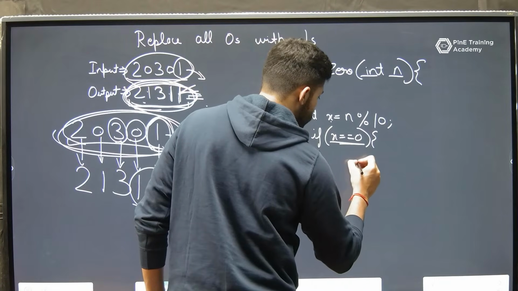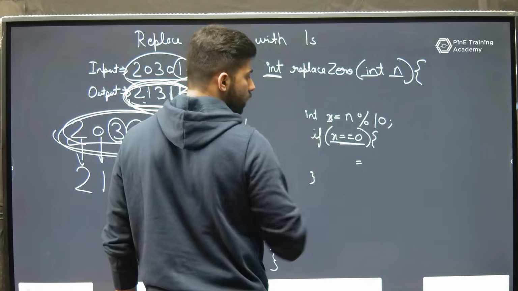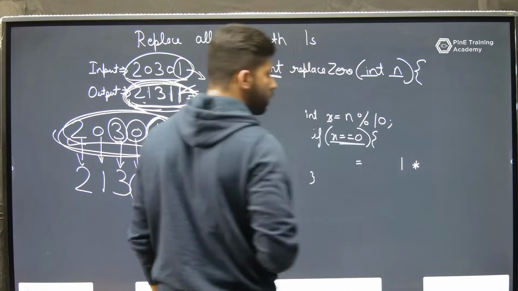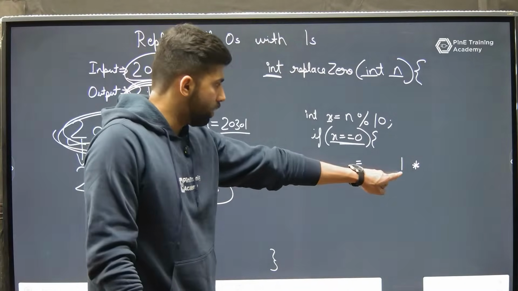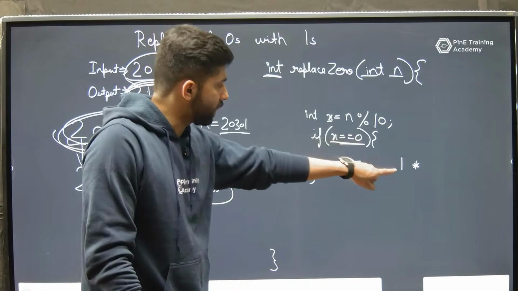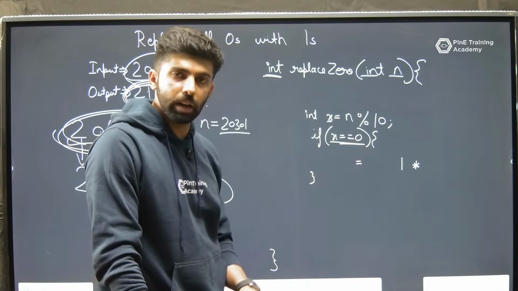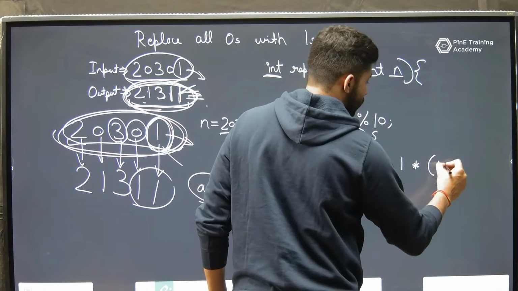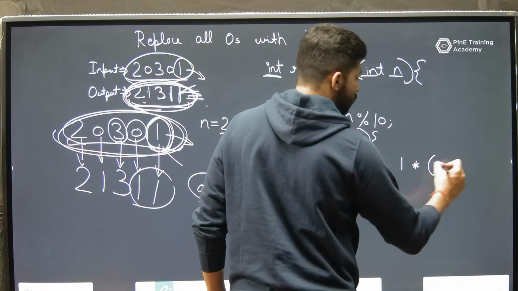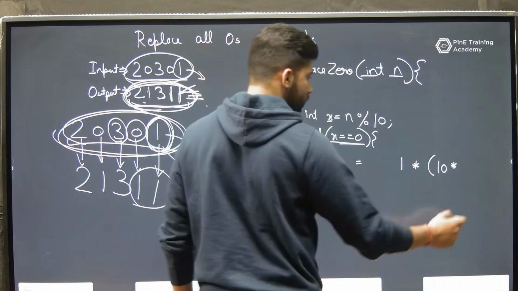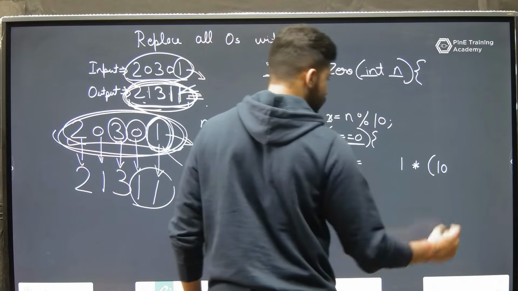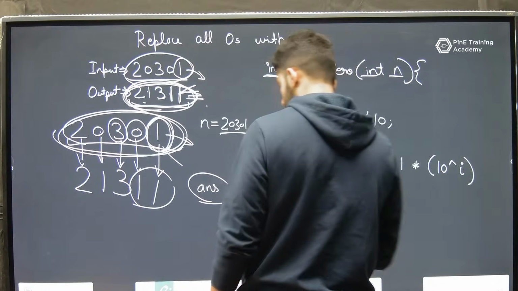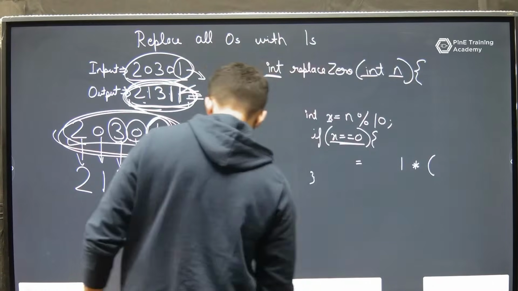I need 1 instead of x, instead of 0 basically. Instead of 0, I will be changing that particular number to 1, multiplied by 10, or we can say simply, we can also write a power function.